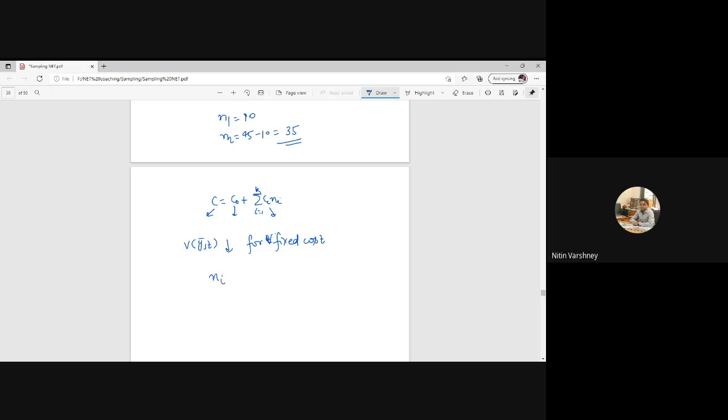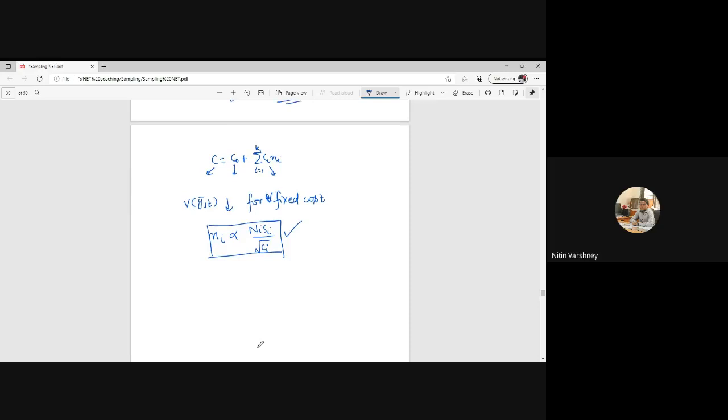Here ni will be proportional to NiSi divided by under root Ci. So this is the function, and you have to remember this. After that, you can directly calculate the value of ni by putting ni equal to lambda NiSi upon under root Ci. Then we will put the summation, just like earlier, i equal to 1 to k, of NiSi upon under root Ci.